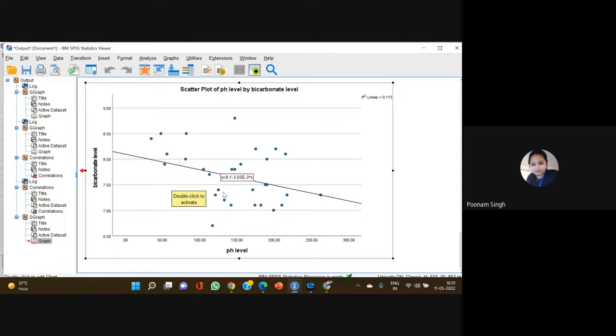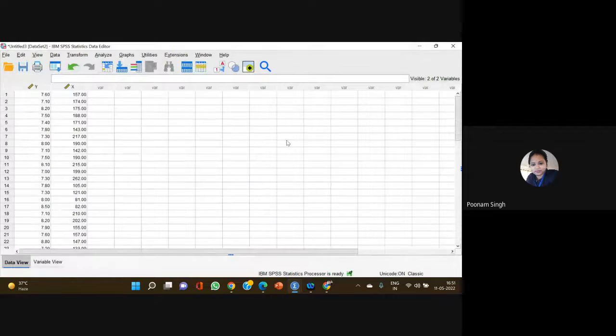Now we need not check for collinearity, as there is only one predictor variable. Collinearity, as I told you, needs to be checked when we are dealing with multiple predictors. Now we are ready for the regression analysis.